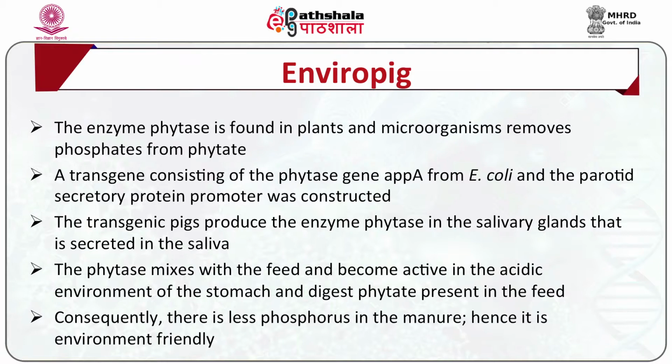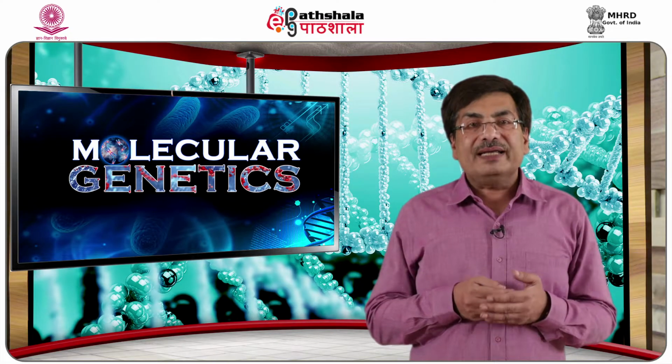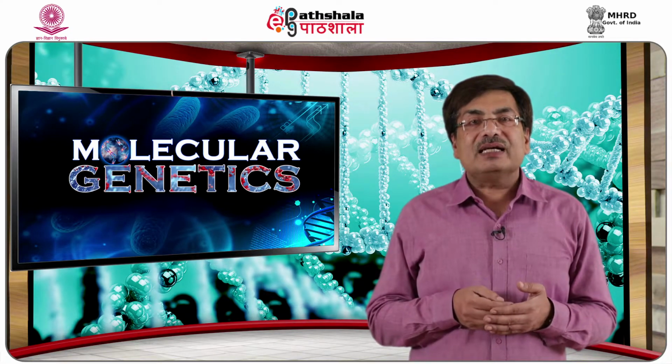A transgene consisting of phytase gene, that is APA, from E. coli and the parotid secretory protein promoter was constructed. Transgenic pigs were created by pronuclear microinjection. The transgenic pigs produce the enzyme phytase in the salivary glands, that is secreted in the saliva. This phytase digests phytate present in the food.